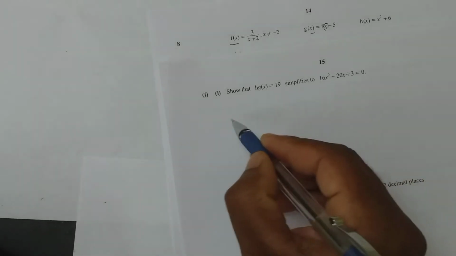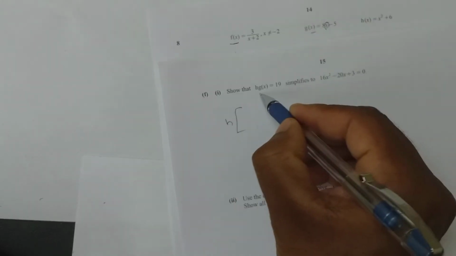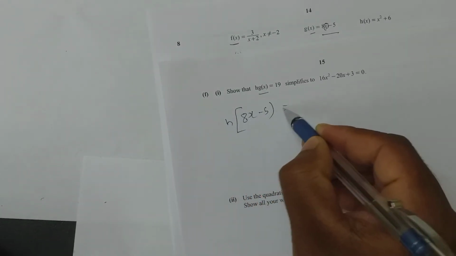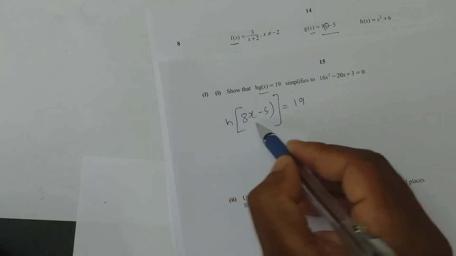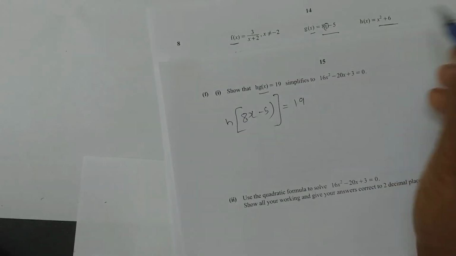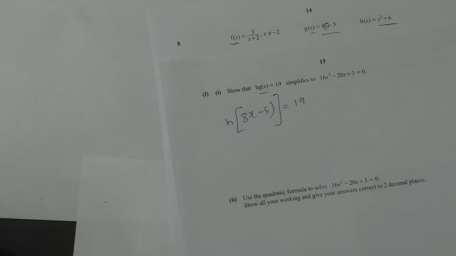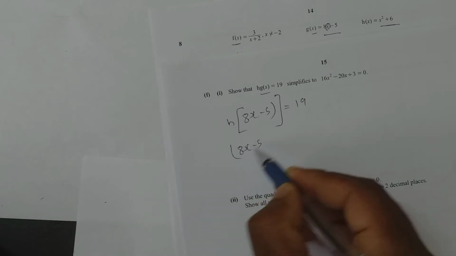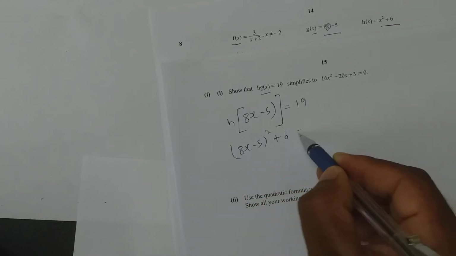Now next one. Show that hg of x equal to 19 simplifies to this one. How do I get hg of x? H is here. G of x will be how much? 8x minus 5, equal to 19. Now h means here x square plus 6. In place of x I need to put 8x minus 5. So it becomes 8x minus 5 whole square plus 6 equal to 19.